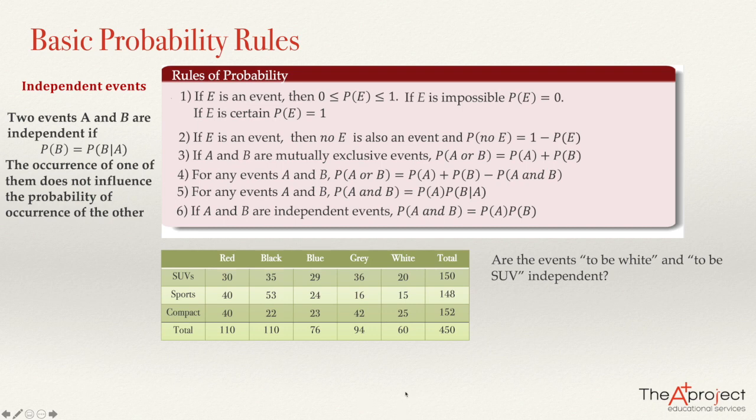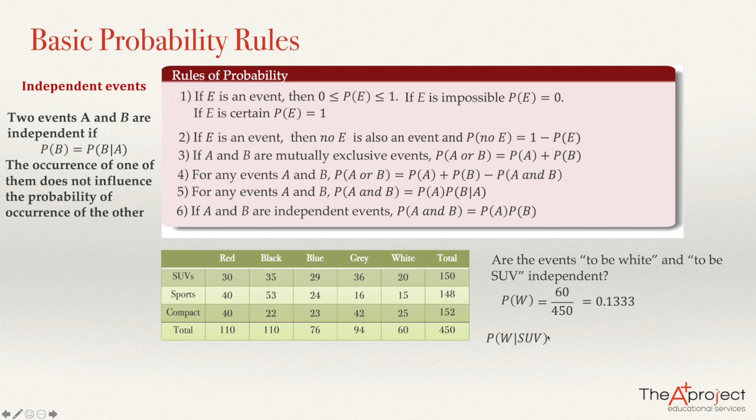When I'm choosing this car, the probability of getting a white car, because there are 60 white cars and 450 cars in total, will be 60 over 450, and this is equal to 0.1333. This is the probability of being white.